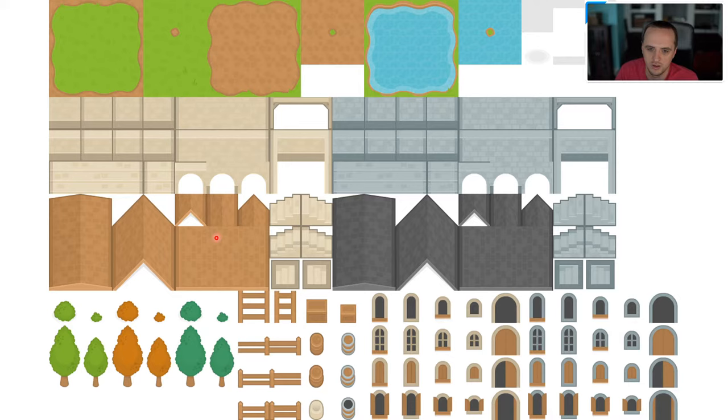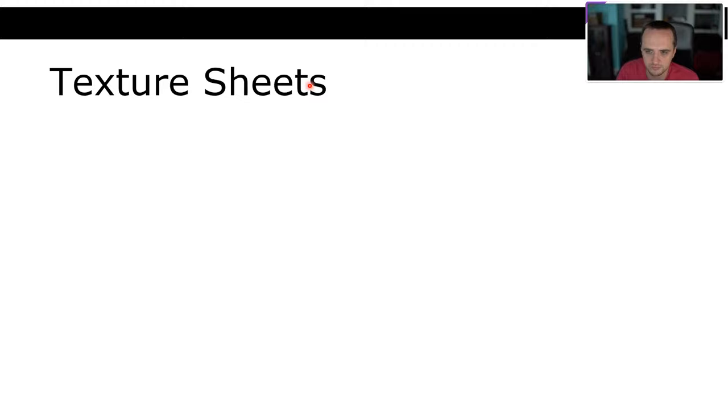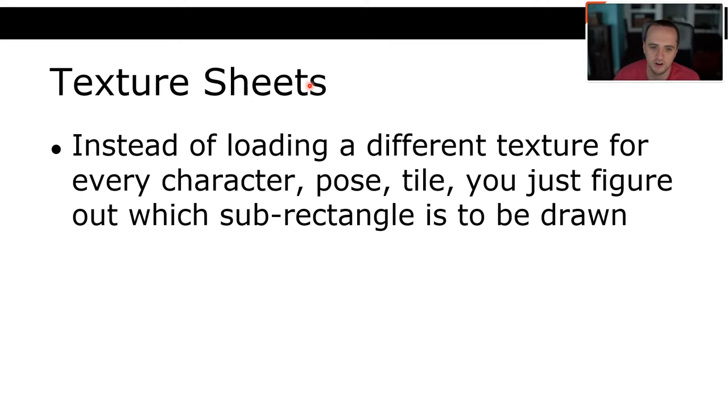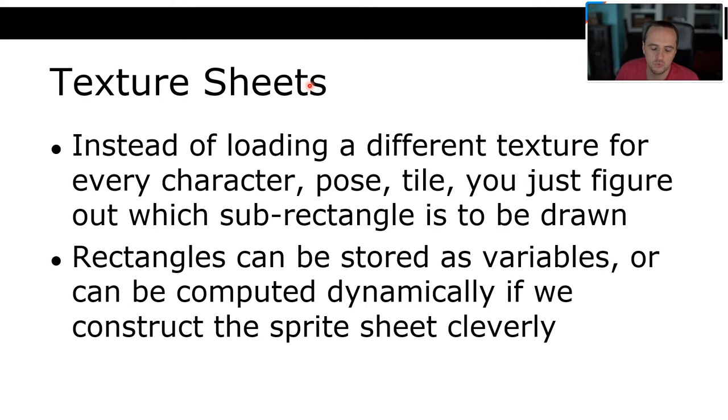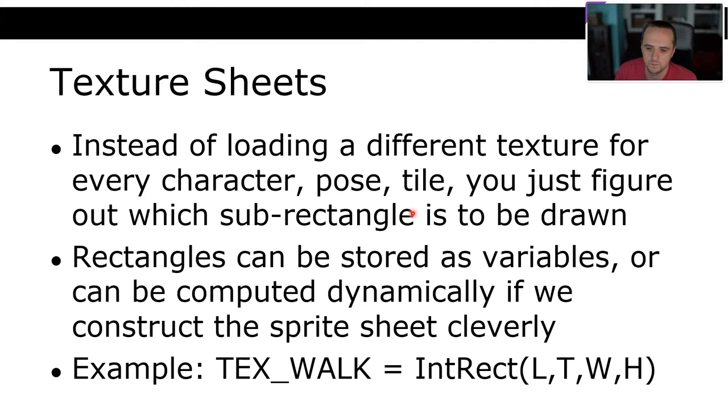Similarly, we could have all the tiles for the background of our game and the ground of our game loaded into a texture sheet like this. So, instead of loading a different texture for every character, pose, or tile, you just figure out which sub-rectangle is to be drawn. And then those rectangles could be stored as variables, or they can be computed dynamically if we construct the sheet very cleverly. So for example, the walking texture, we could identify by being at a certain left, top, width, and height value.